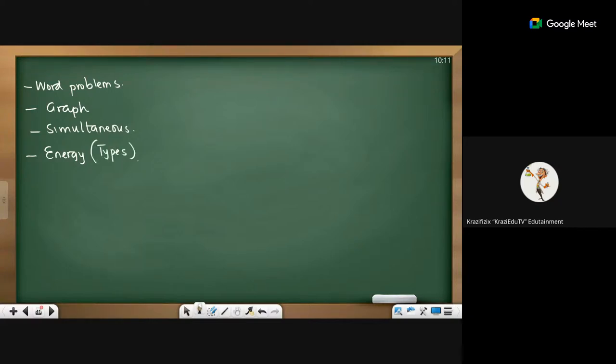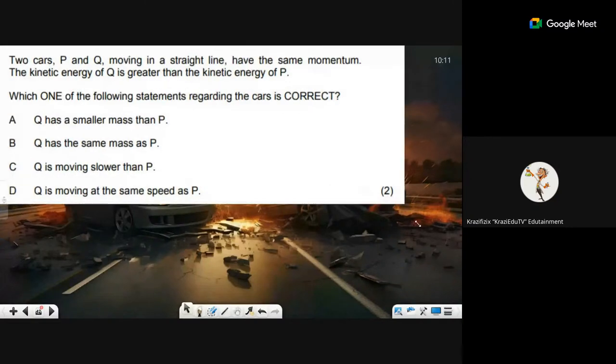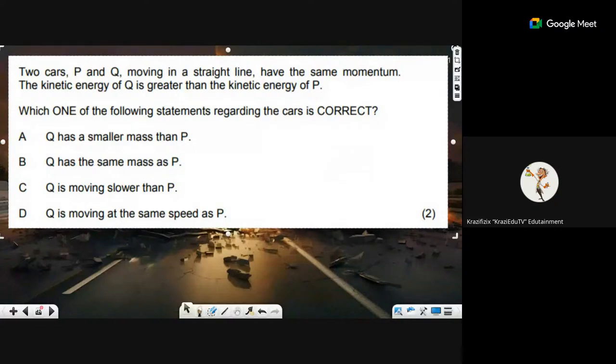These are the things. So I'm going to explain types of collision, and then we are going to try to look at these three categories of problem: problems, graphs, and simultaneous equations. I will send you a few questions for you to do, both multiple choice. And every other piece of information will be sent on the group. But yes, there are questions to do today and tomorrow.